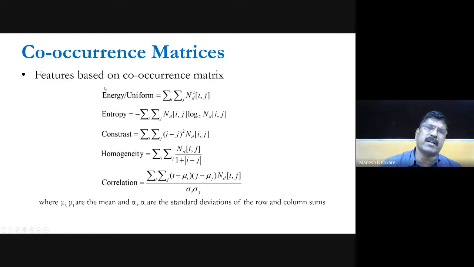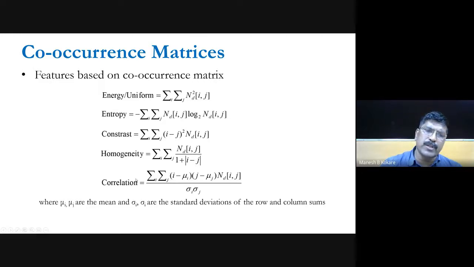Energy can be extracted from the co-occurrence matrix, or contrast also can be extracted, which is given by (i minus j) squared into N_d(i,j). So this will give you the contrast. So this can be another, third feature. And then the fourth feature is homogeneity, which is given by summation over i, summation over j of that co-occurrence matrix N_d(i,j) divided by 1 plus magnitude of i minus j. So that will give you the homogeneity.